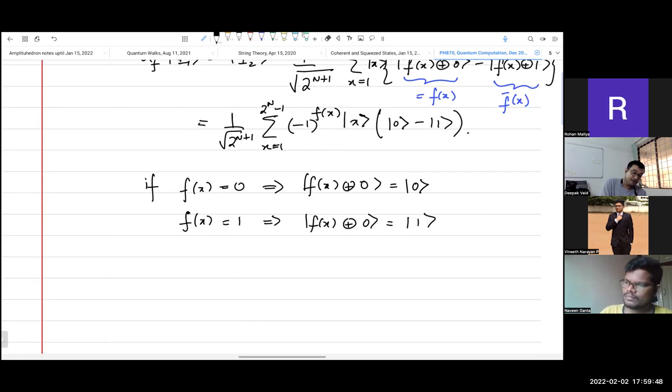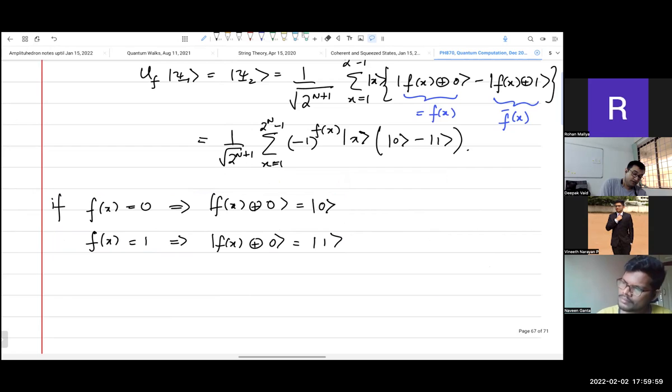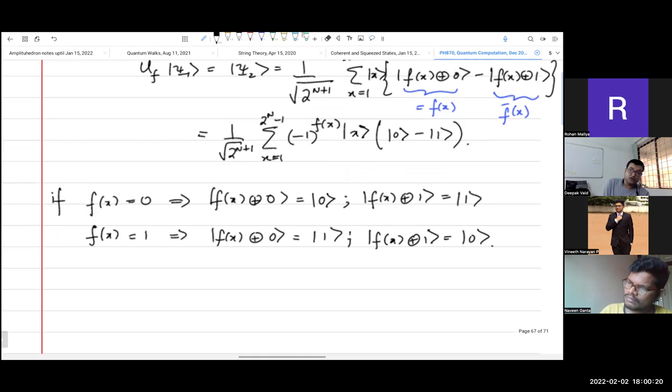And similarly, for the second term in this sum, what do you get? You get f of x XOR 1, right? And what is 0 XOR 1? This is 1. You get f of x XOR 1. 1 XOR 1 is 0, right? So there are two possibilities.